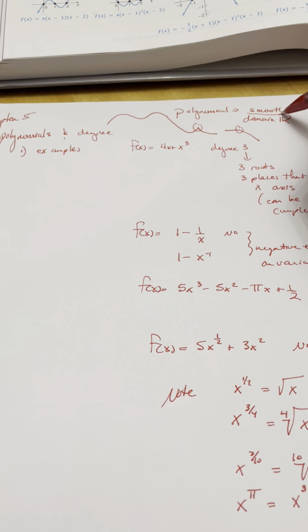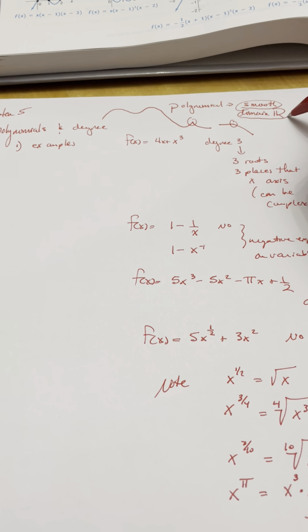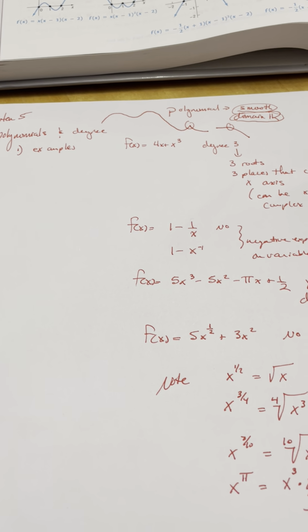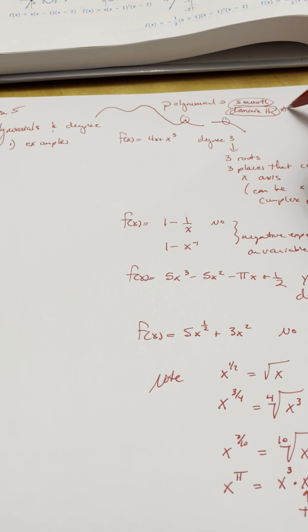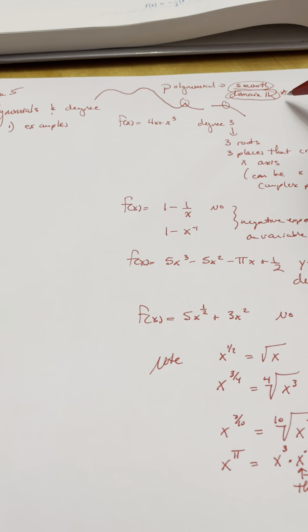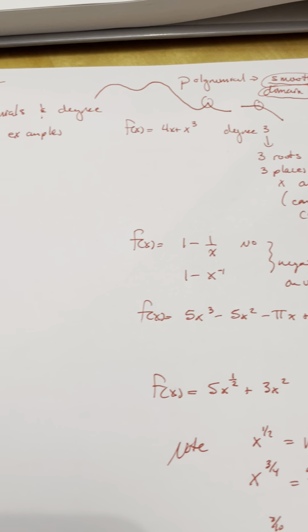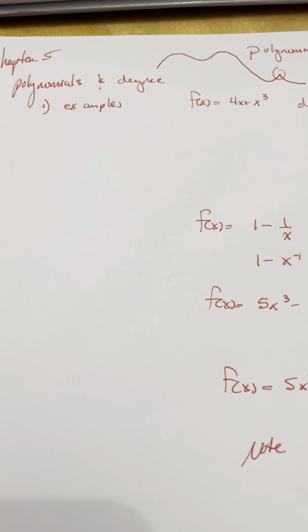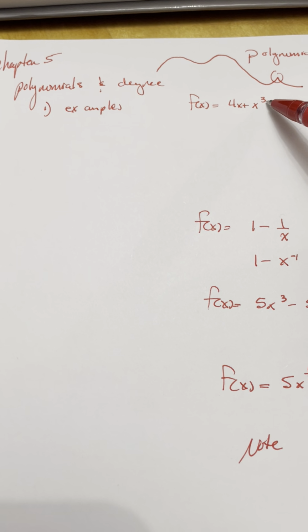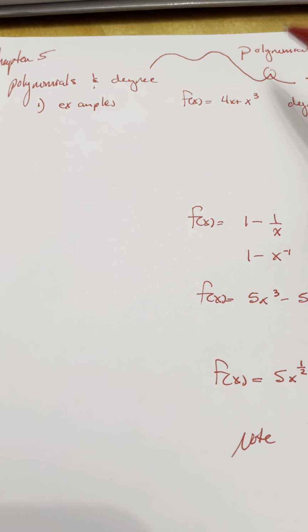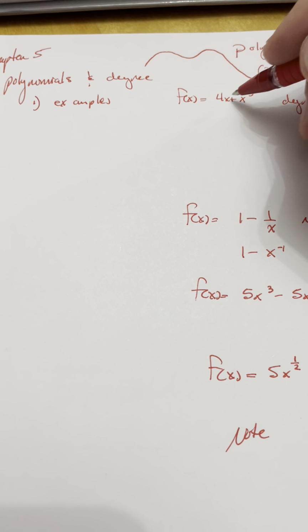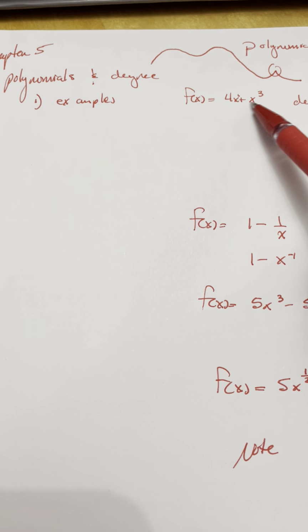And also, besides being smooth, its domain is all real numbers. And this is a big one. In order for things to have a domain of all real numbers, our exponents need to be nice. And what I mean by that is integer values such as 3 and 1. So this is a polynomial.